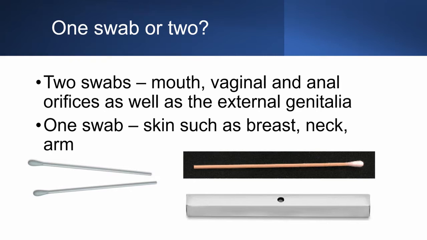A single swab is used for the skin, such as the breast, neck, or arm. There is a desire to concentrate potentially limiting DNA material from saliva or skin cells onto a single swab, and no body fluid testing is typically performed on skin swabs to identify the presence of saliva.